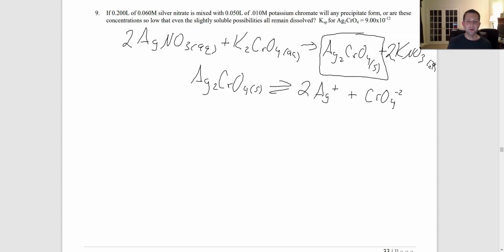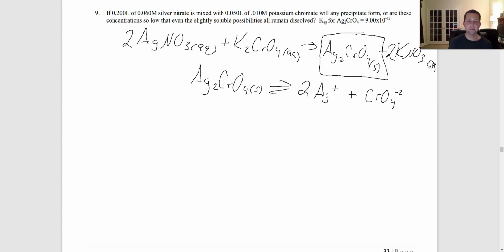Okay, the only way to figure out where this is going to lie is if you figure out where this system is. Is it at equilibrium? Am I shifted to the left? Am I shifted to the right? The only way to figure that out is look at your current conditions, all right, and figure out how they compare to the KSP for silver chromate. All right, so the KSP for silver chromate is 9 times 10 to the negative 12.